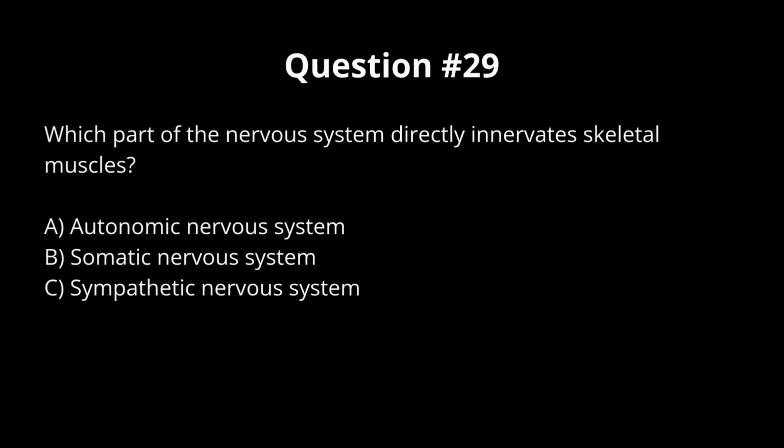Question number 29. Which part of the nervous system directly innervates skeletal muscles? A. Autonomic nervous system. B. Somatic nervous system. C. Sympathetic nervous system. The correct answer is B. The somatic nervous system controls voluntary movements by innervating skeletal muscle.